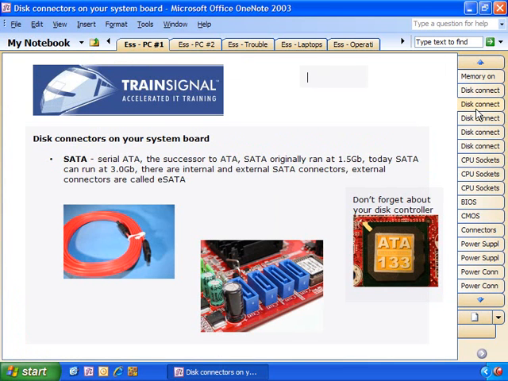All right, next up there's SATA, or serial ATA. This is the successor to ATA, and SATA originally ran at 1.5 gigs. Today, SATA can run at 3 gigs. Now there are internal and external SATA connectors, and external SATA connectors are called eSATA.